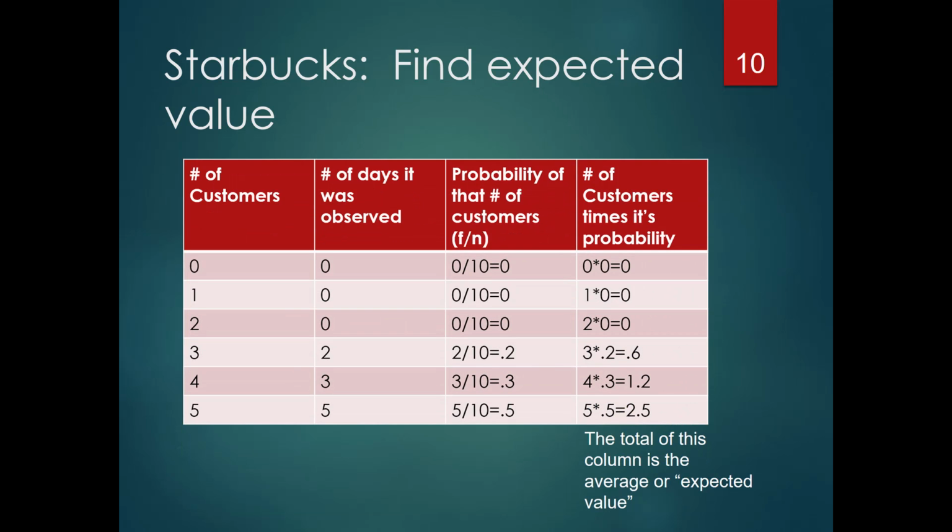Okay, so to find the expected value or the mean is basically just the total once you've multiplied all your x's by your probabilities. And a good function in Excel to do that is SUMPRODUCT. So I'll demonstrate that next.